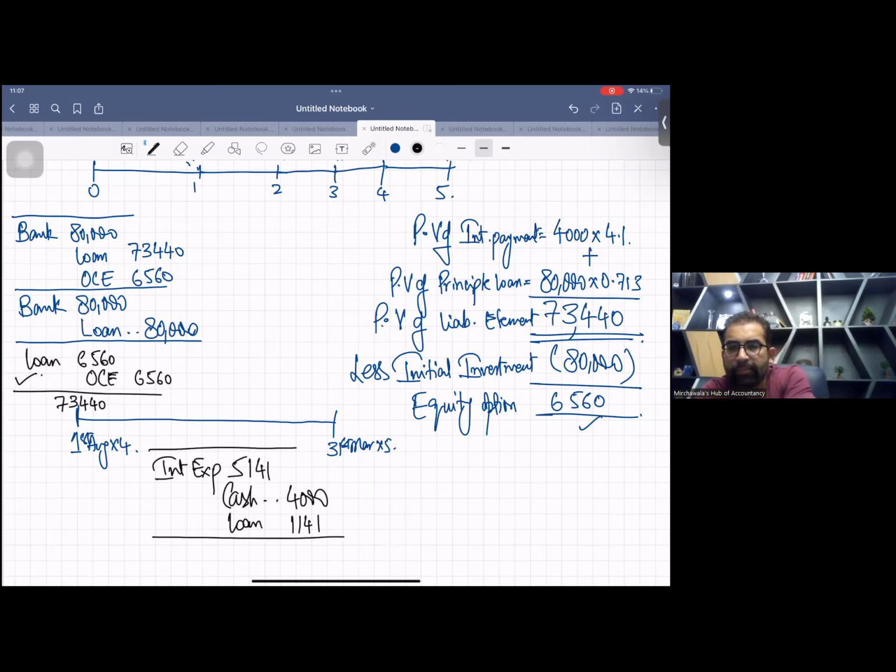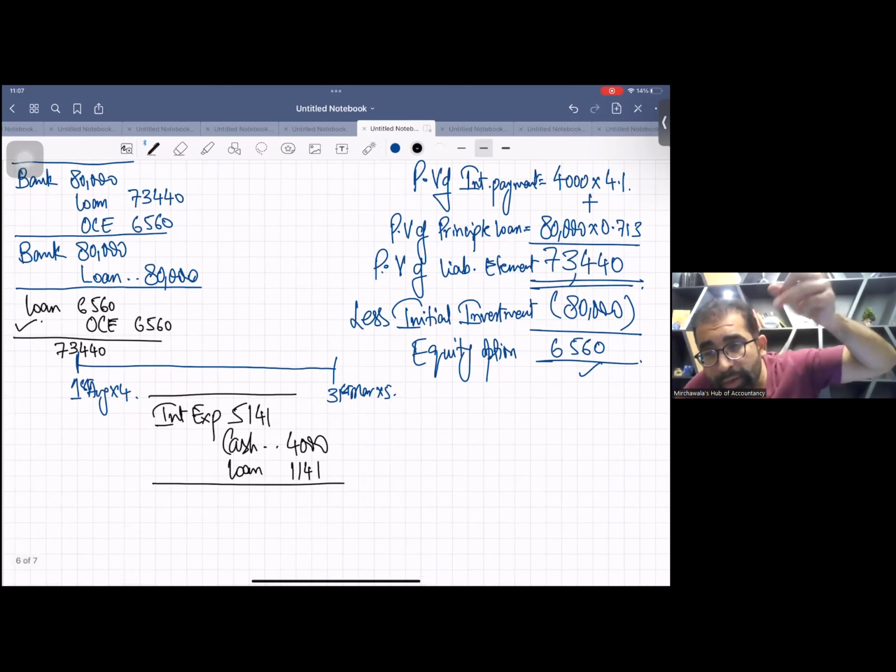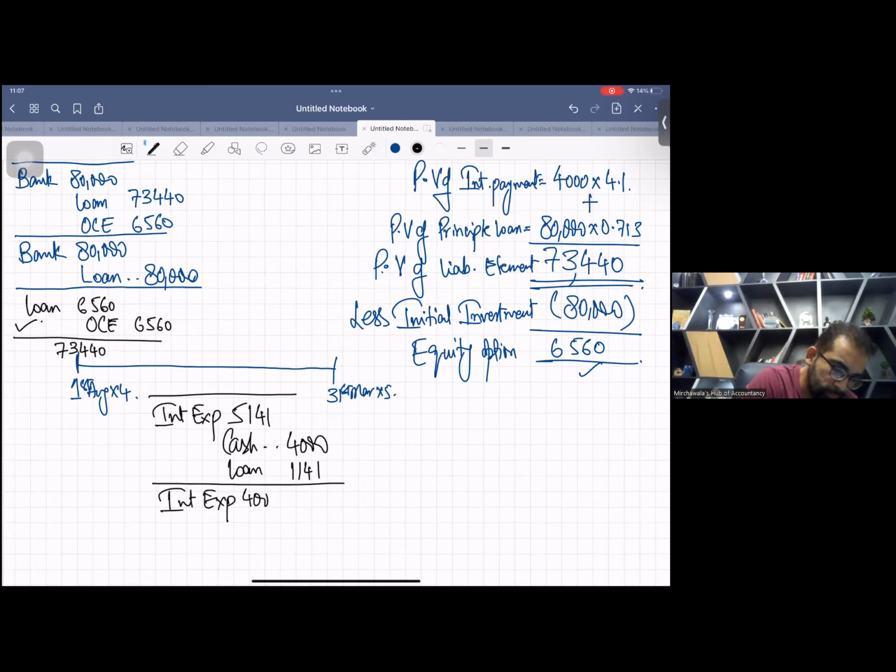So this interest entry, they should have made. But you know what they did make? Go and read the adjustment. I told you to take the picture. They just booked the physical interest, which is this. So the first entry they should have made, they made the second one.